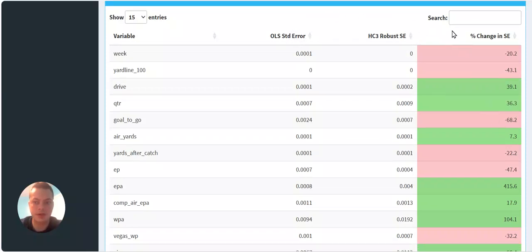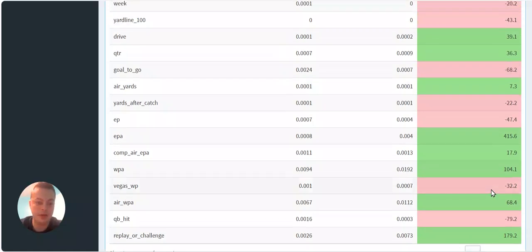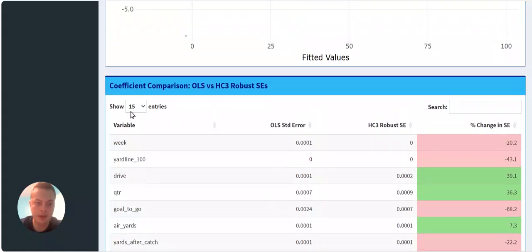So the percentage change in standard error for all of these variables is pretty varied. So replay challenge went up a lot, QB hit went down, error WPA went up a lot, Vegas win probability down, win probability added over 100%, and then estimated points added went up over 400%. And then if we show more entries, let's go up to 50 as the max because that is more than how many we have.